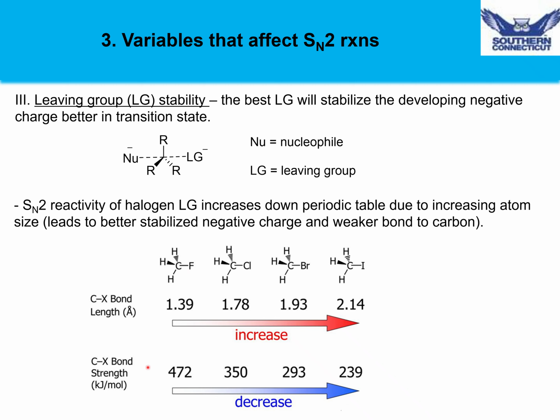The bond strength across these halogens when they're bonded to carbon is shown here. Notice that a carbon-fluorine bond is a very strong bond. It is about 472 kilojoules per mole.